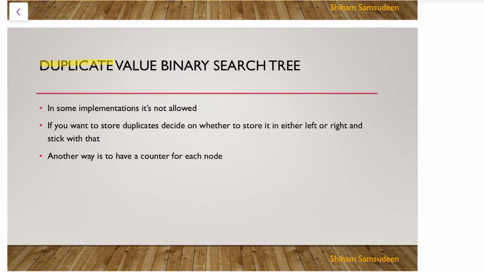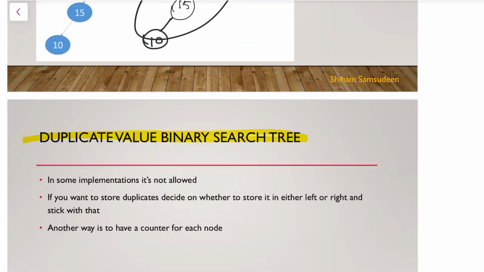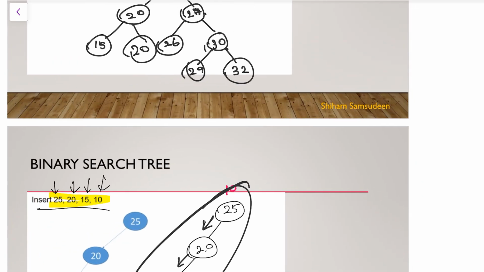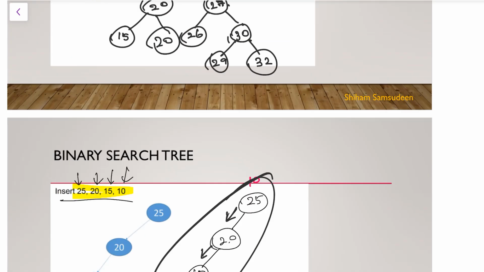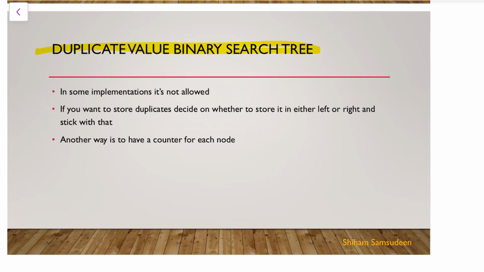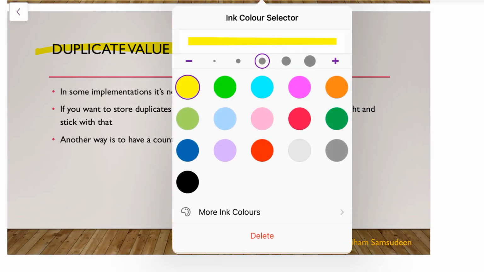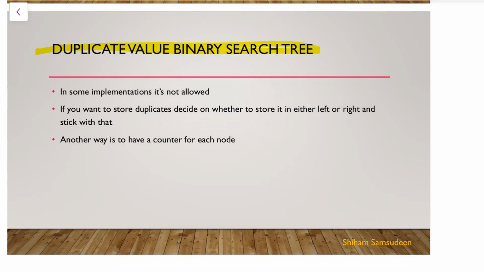All right, so we come to the last bit. So this is basically duplicate value binary search tree. As you can see in previous examples, we did not have any duplicate values, right? So 25, 20. If we had like two 20s, the value 20 coming twice means it's a different story, right? And the implementation will depend on what rules you need to put in. So in some implementations duplicate values are not allowed, right?